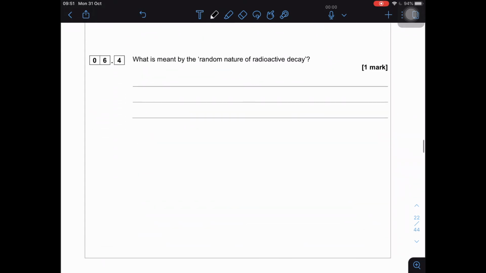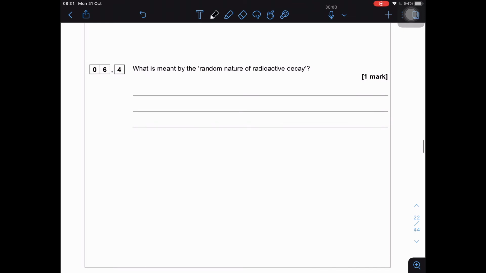Okay, what is meant by random nature of radioactive decay? This means that we cannot predict which nucleus will decay next.